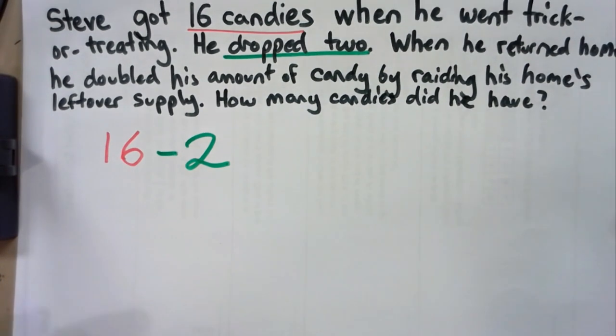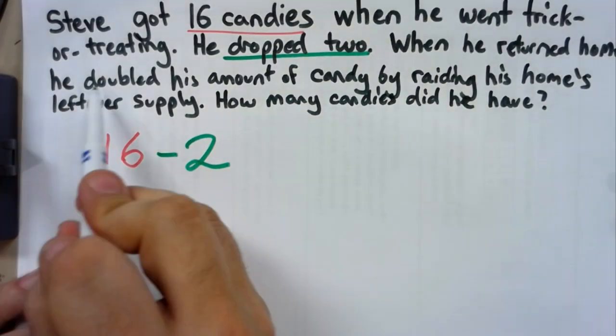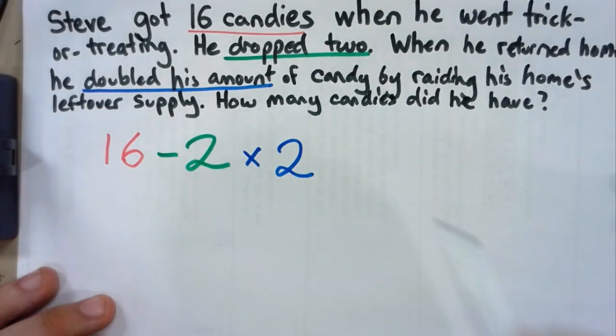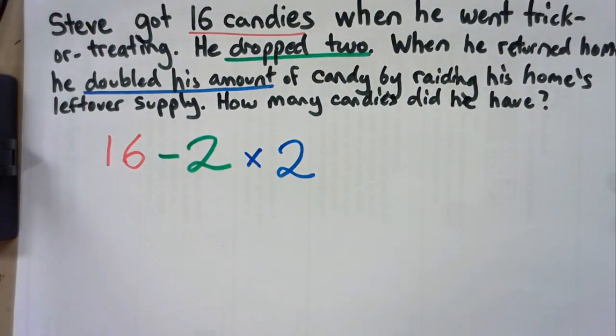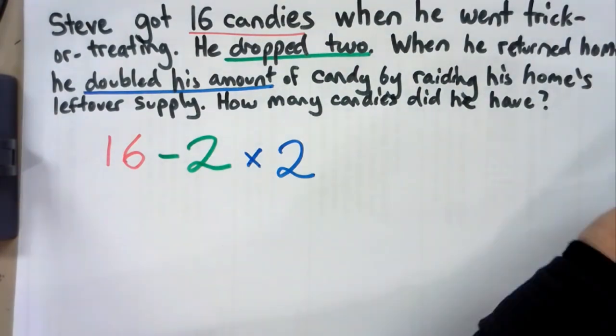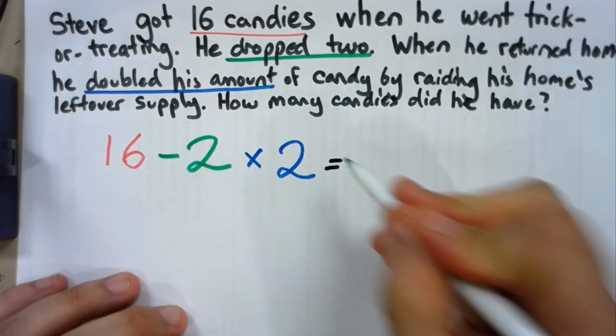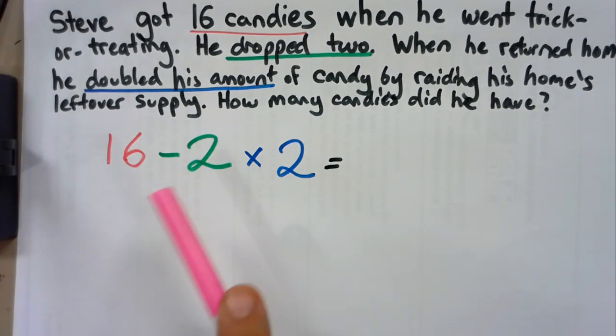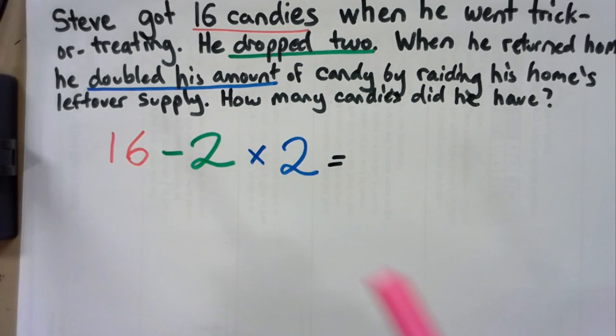But then when he got home, we know that he doubled his amount of candy. So that's now times 2 by raiding his home supply. So we have to figure out what our answer is to this. What's the correct solution? Well, if I'm using the order of operations, I'm going to say 2 times 2 equals 4, and 16 minus 4 equals 12, that he had 12 pieces of candy. There's just one problem. That's not the right answer.